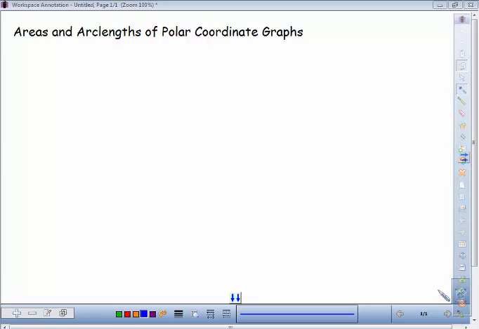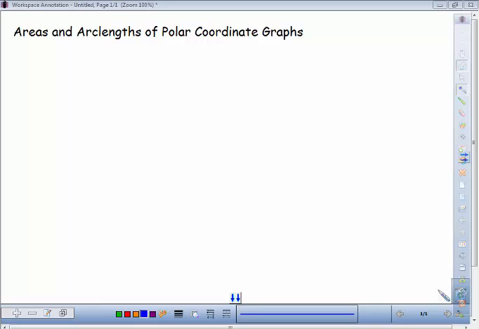Yesterday we left off talking about areas and polar coordinates. We started talking about polar coordinates, and then we started talking about areas, and then we had to leave for some stuff. So today we're going to pick up with areas, and then we're also going to start talking about arc lengths. And if we have time, we'll get started with conic sections.